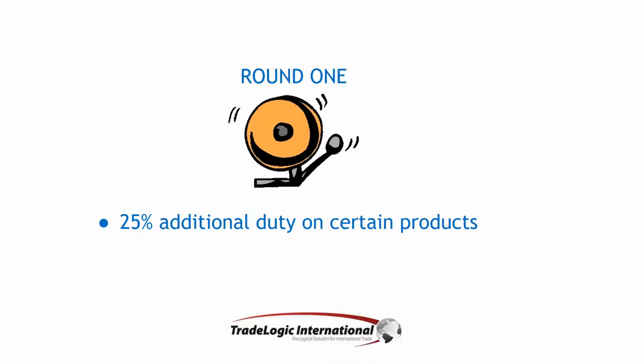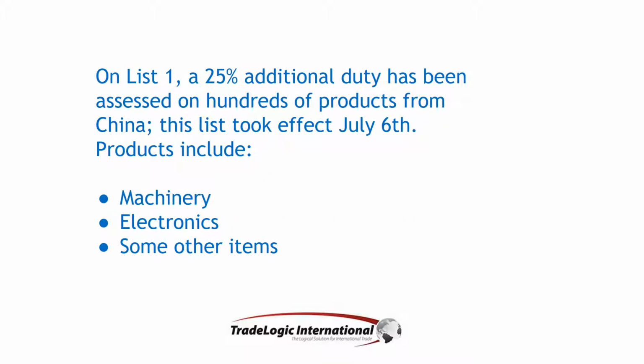During round one of the trade war, a 25% additional duty was placed on certain products imported from China. List number 1 took effect on July 6th, and that 25% additional duty was placed on goods like machinery, electronics, and a wide range of other items. In fact, over 800 items faced this additional duty charge on List 1.